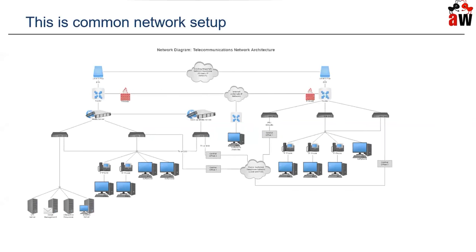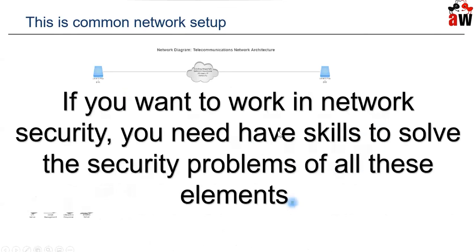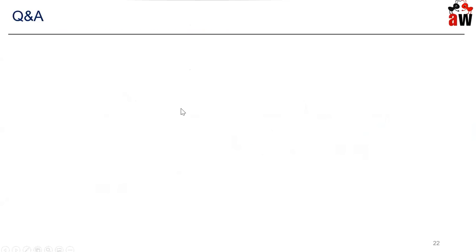So that was about the network. To conclude, this is a common network setup which looks very complex. We have firewalls, we have switches, we have multiple devices, we have some phones out there. So as a network engineer, if you want to work in network security, you need to have the skills to solve the security problems of all these elements, right? You may specialize in one element at the start, but as your career grows, you may want to specialize in multiple elements and try to solve the security problems there, right? So that concludes the presentation part, and we can do question answers now.